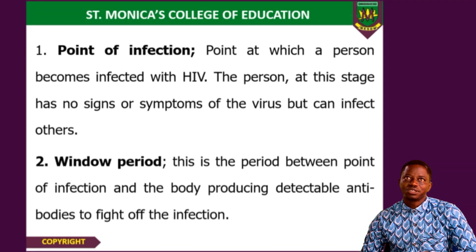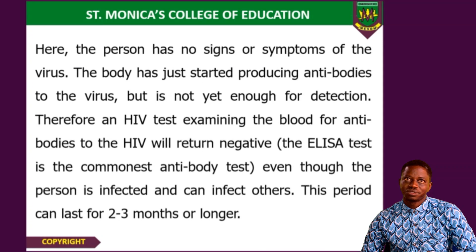So here the person has no signs or symptoms of the virus. The body has just started producing antibodies. Antibodies are just protein elements against the virus, but it is not yet enough for detection. So therefore an HIV test examining the blood for antibodies to HIV will return negative. So even though the person is infected and can infect others, it is a critical period. This period can last for 2 to 3 months or even longer.